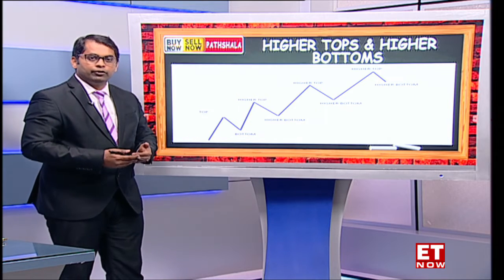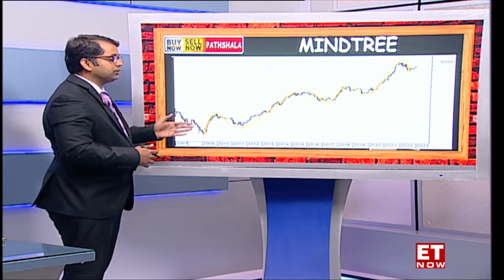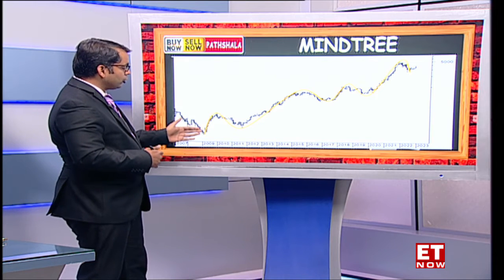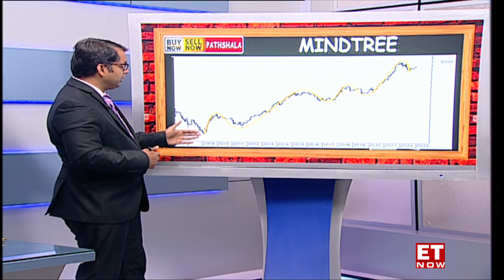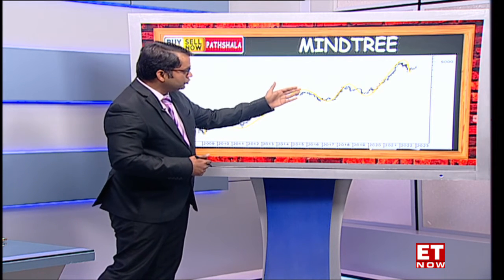Now we look at a few examples of how we try to decipher and identify stocks which are moving into a long-term uptrend. This is the chart for Mindtree, for example, on the longer term time scale. This is how the stock actually forms a multi-year, multi-month uptrend, where it moves up higher, makes a bottom, and then moves up higher.